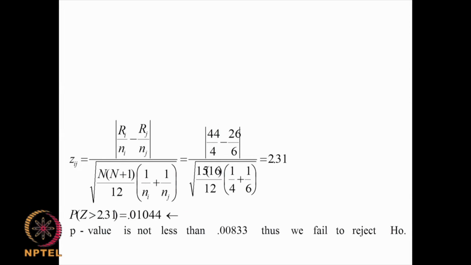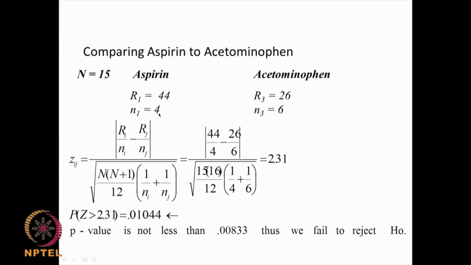Let us look into this problem. So let us compare aspirin and acetaminophen. So Ri minus Rj, here you have Ni, you have Nj, then N here. As you know, for aspirin Ni is 4, for acetaminophen Nj is 6, and then the total N is 15. So we substitute all these into this.